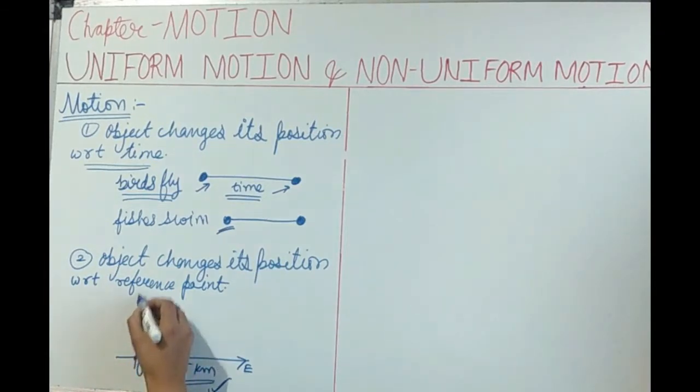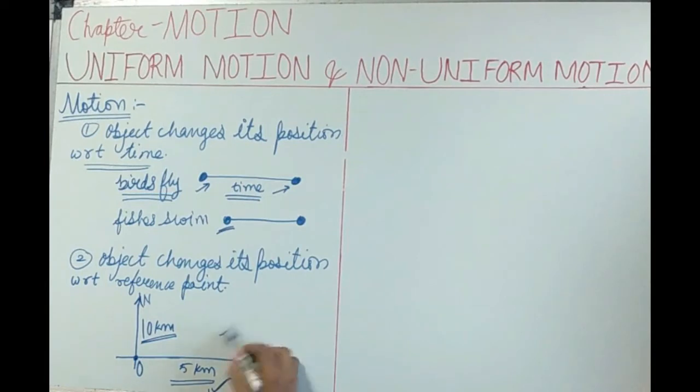Similarly, you can say the object has moved 10 kilometers in the north direction starting from the point O. Here we have considered O as the reference point. We will say that the object has started from O and moved in the north direction covering 10 kilometers of distance. So we will say motion has occurred. Now you know what motion is. Now we can discuss uniform and non-uniform motion.